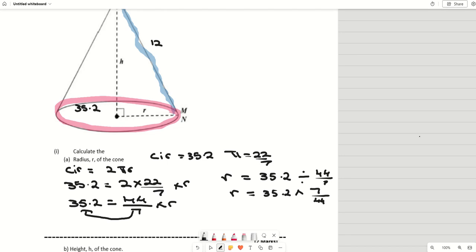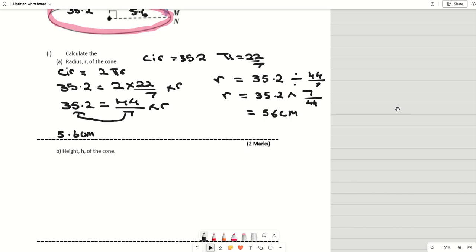You simply put this in your calculator, right? And when you put this in your calculator, you're going to get 5.6 centimeters. So what is the radius of the cone? 5.6. And that is how you would find this. Now, let's put this here, 5.6.